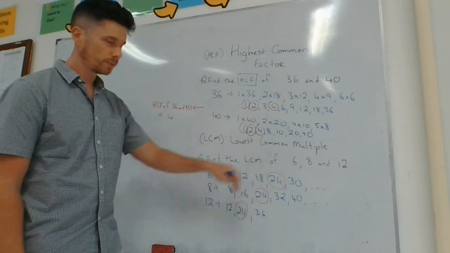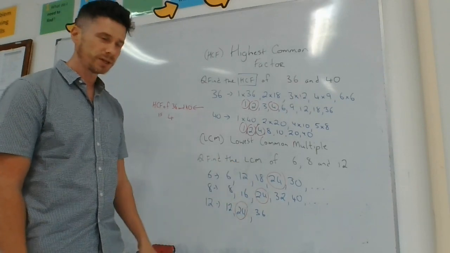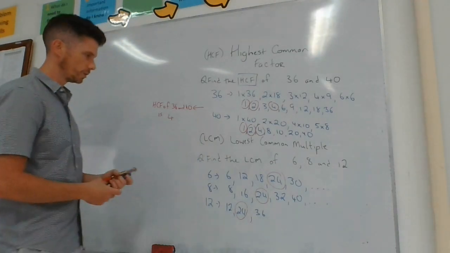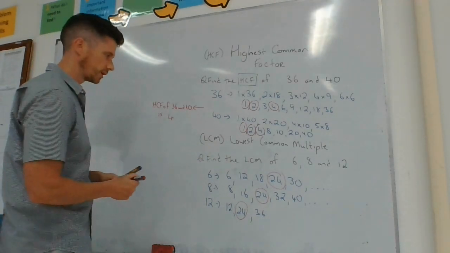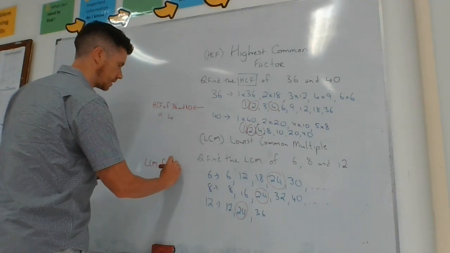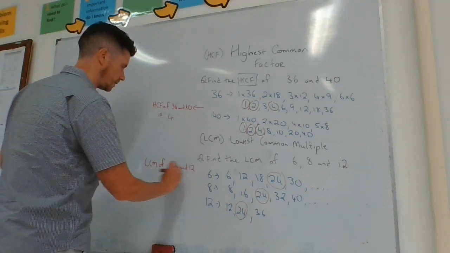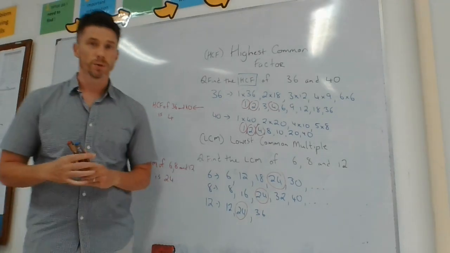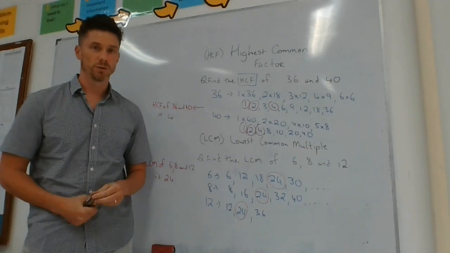So lowest common multiple. It's a multiple of all 3, and it's the lowest number that is common and a multiple. So it's the lowest common multiple, and therefore I can write my answer. LCM of 6, 8, and 12 is 24. Okay, so that's lowest common multiple and highest common factor using the listing method.